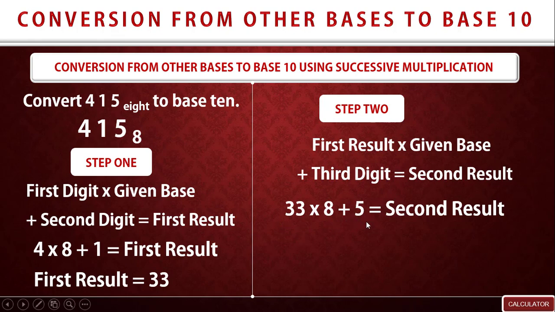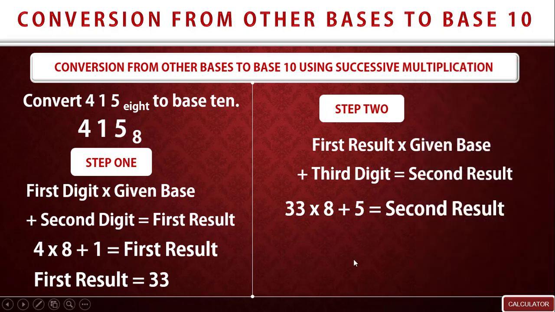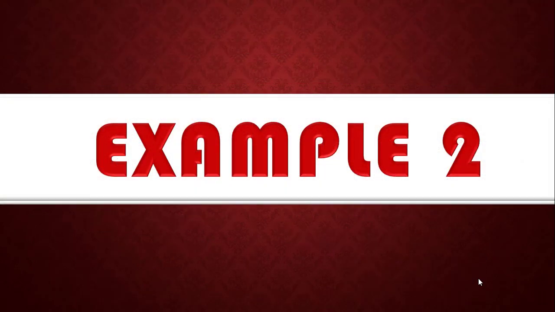You can use your calculator to do that. 33 times 8 equals 264. Then we add 5 to it. Press equals or enter. That gives us 269. So our second result is 269. Since 5 is our last digit here, our final answer will be this second result, which is 269 in base 10. So the conversion from 415 in base 8 to base 10 gives us 269. Let's now look at example 2.